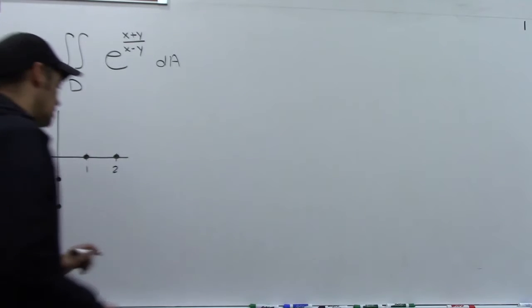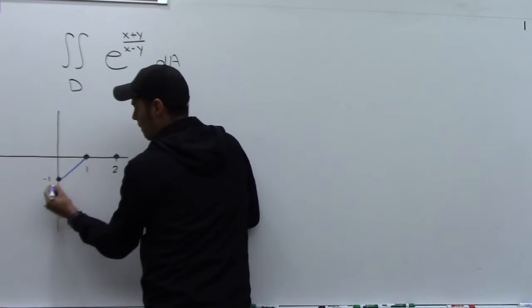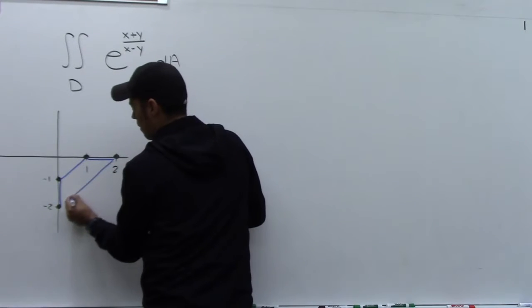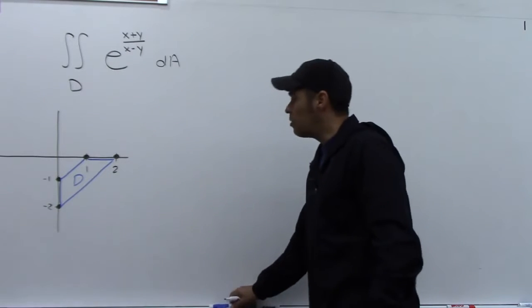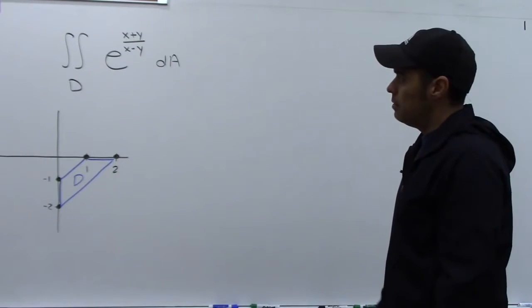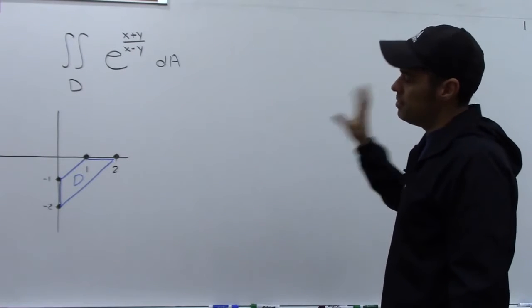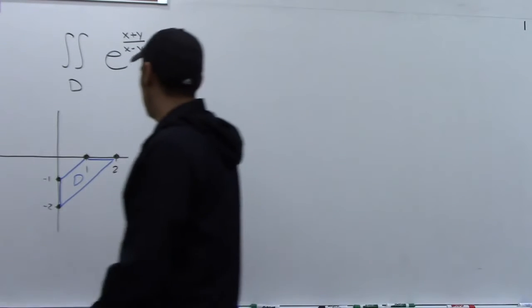So your region looks like this. That's D. Okay, so what we're trying to do is do this double integral. In this problem, no transformation is given. So let's see why we wouldn't want to do this double integral.